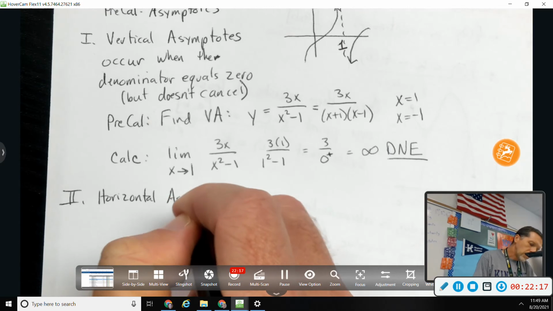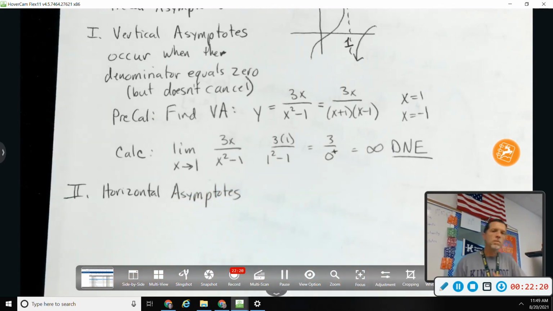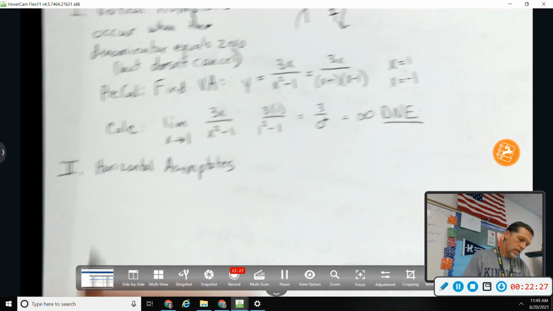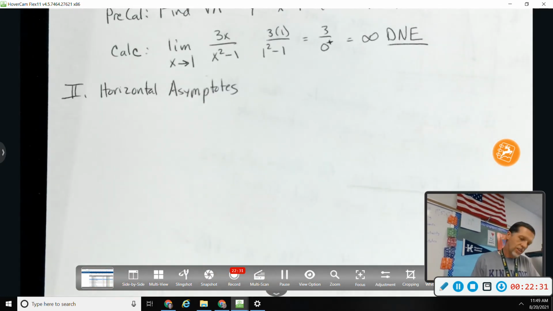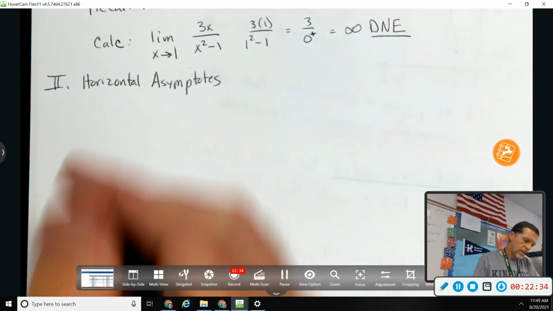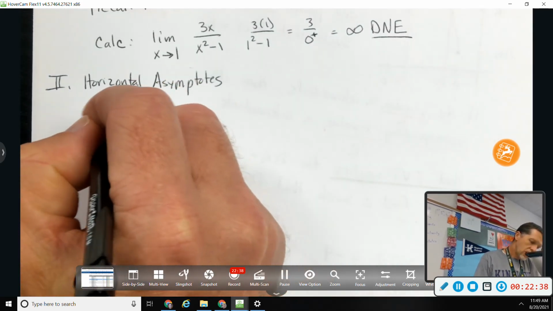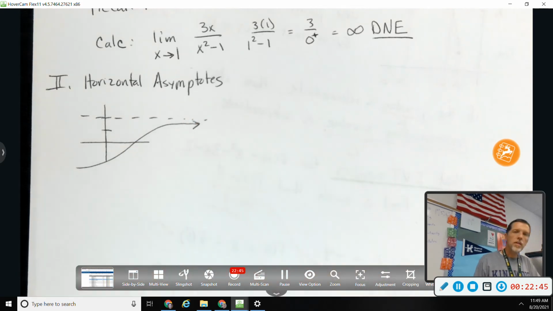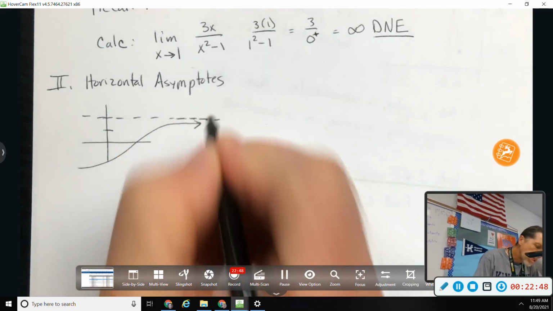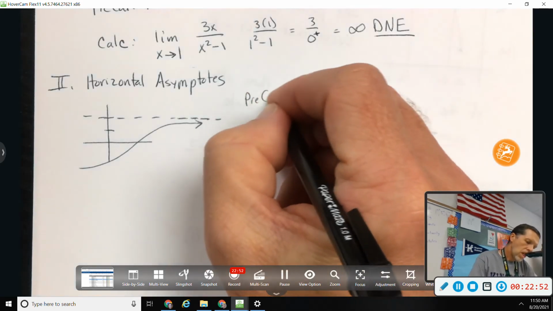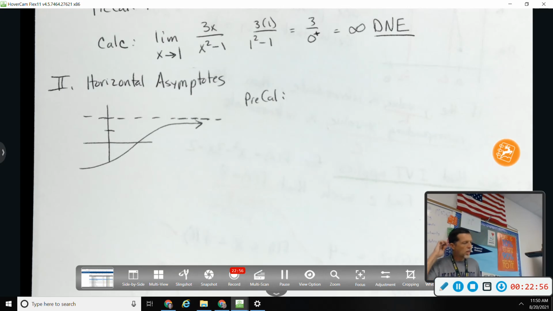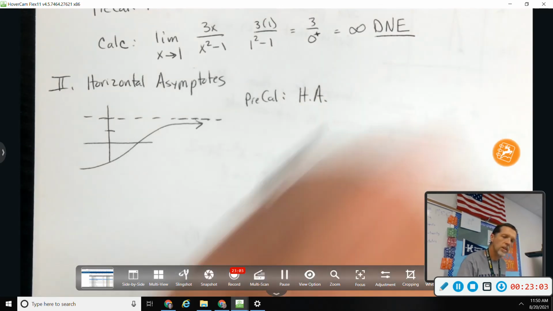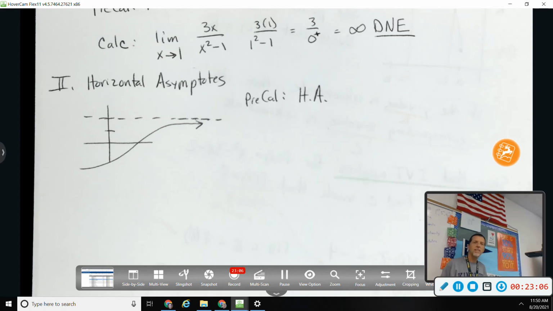Number 2, horizontal asymptotes. Let's draw a picture, and again we'll do the pre-cal versus calculus concept here. So in pre-cal, we would say there's a horizontal asymptote at 2.